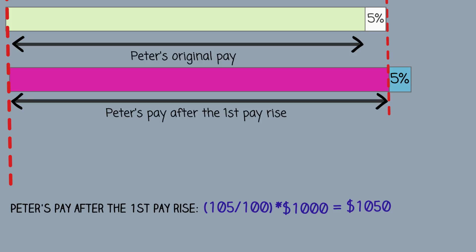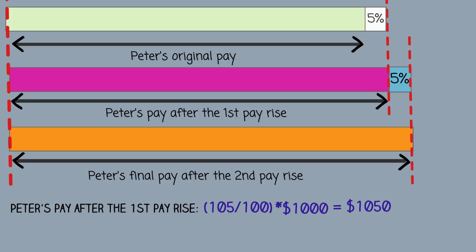This is because the white 5% bar is based on Peter's original pay, while the blue 5% bar is based on Peter's pay after the first pay rise. This orange bar represents Peter's pay after the second pay rise. The orange bar is longer than the pink bar. This shows Peter's pay after the second pay rise is greater than before.